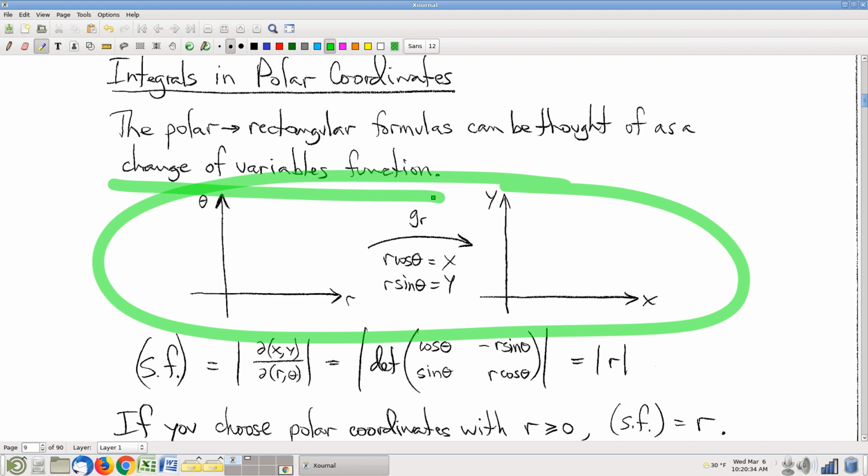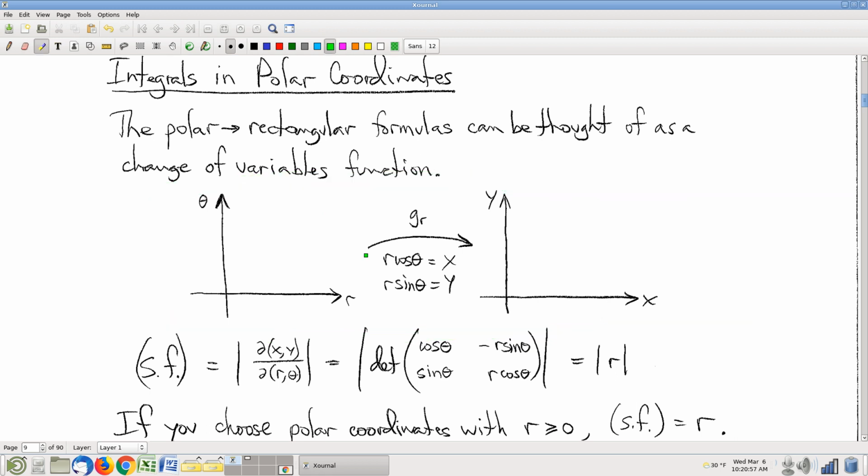And I presented the idea last time, when we were describing polar coordinates, to think of polar coordinates as a function, where if you give me an r and a theta, I give you a point, based on certain formulas. Now I'm saying let's view this as, in fact, a change of variables function, which is a creative idea. Okay, so we went through some details related to this last time.